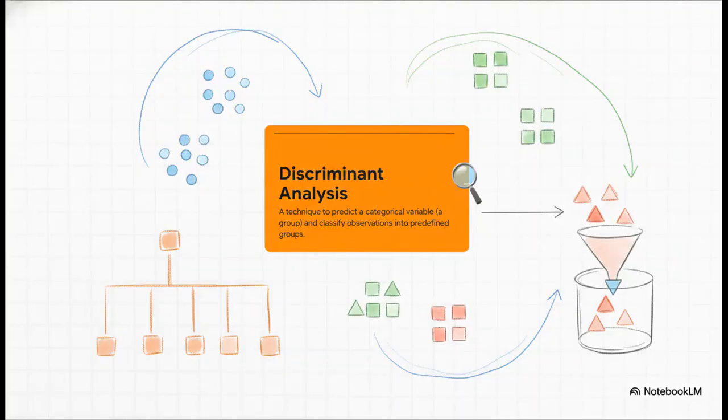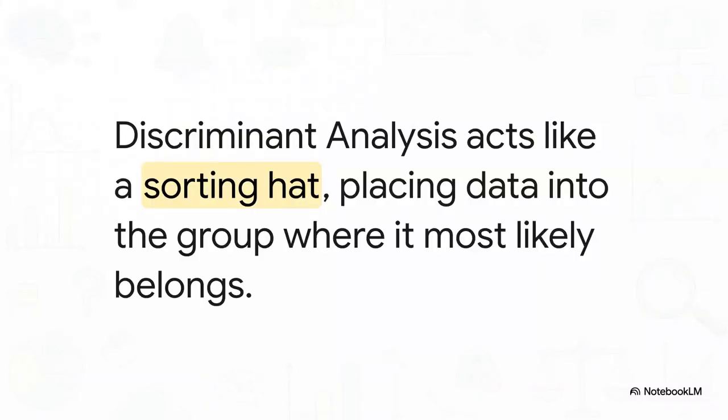Okay, so our other power tool is discriminant analysis. Now this one isn't about simplifying data, it's about sorting it. Its main job is to take an observation and classify it into a group that we've already defined, all based on its characteristics. It helps you build a model that can accurately predict which category something belongs to. And yeah, this slide just nails the analogy. You can literally think of discriminant analysis as a sorting hat for your data. You feed it information about a new customer or a new patient, and it uses everything it's learned from past data to place that new observation into the group where it most likely belongs.